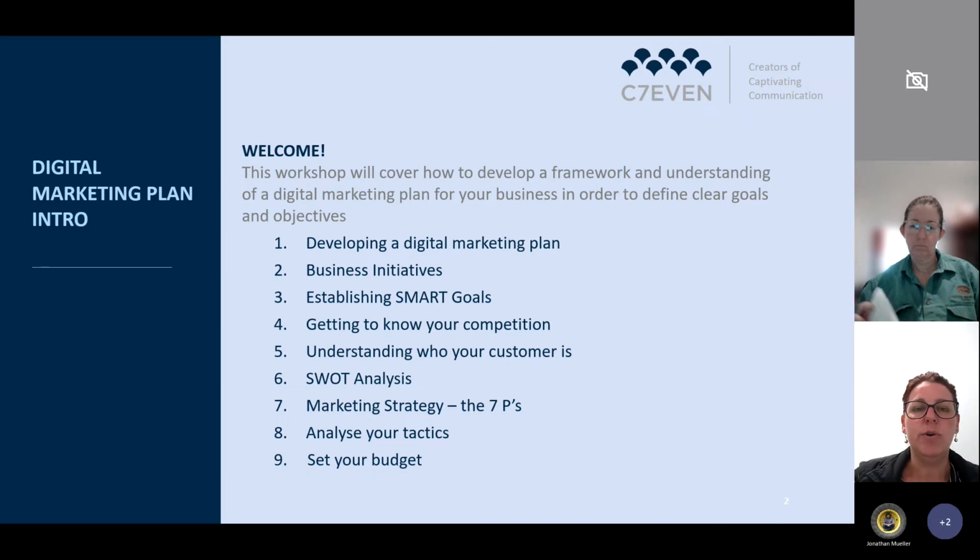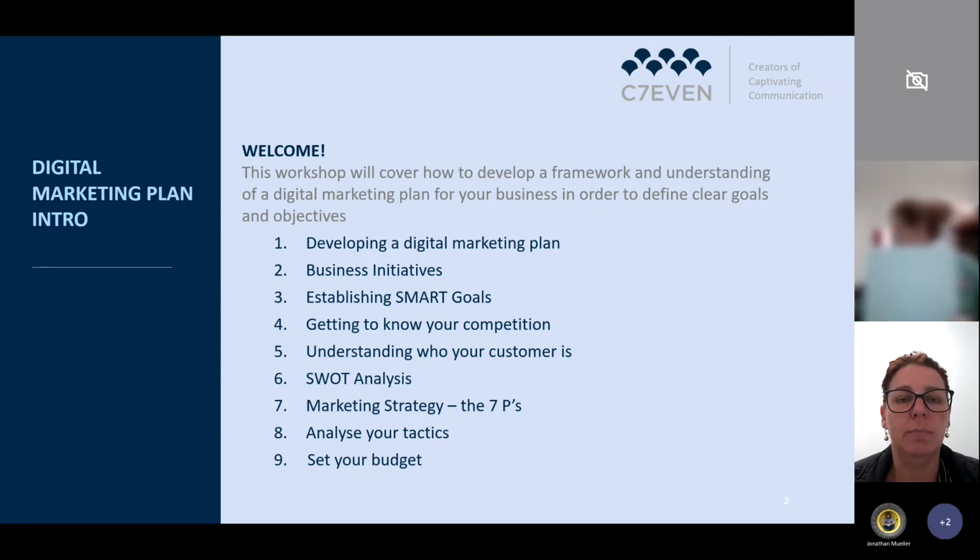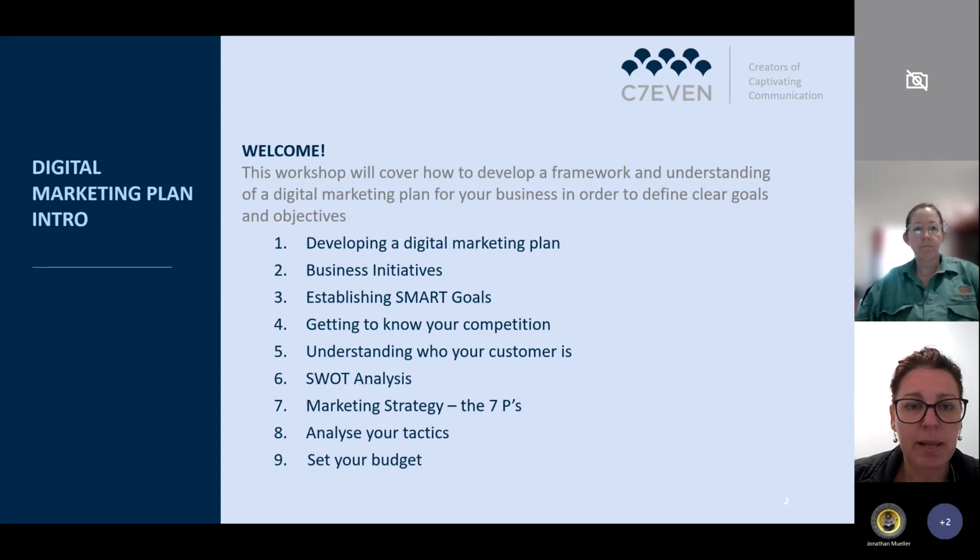So what we'll do today is go through the steps of developing a plan. We'll go over business initiatives. We'll look at how to set up and identify SMART goals. We'll go through the benefits of doing a competitor analysis. Also developing an understanding of your customer, and we'll look at buyer personas. We'll look at a SWOT analysis so you can start to identify some potential opportunities for your businesses as well as threats. And then we'll look at tactics that can marry up with some of those opportunities. And then we'll also look at budgeting.